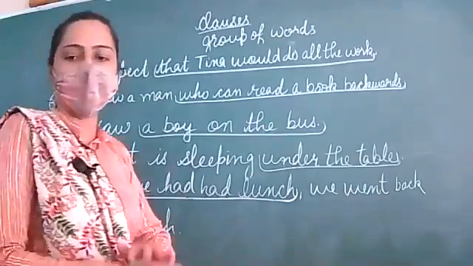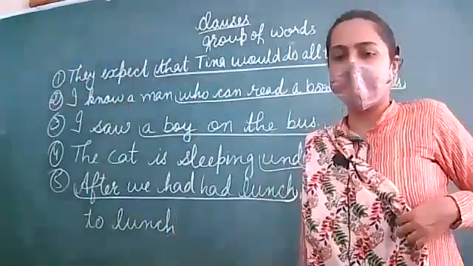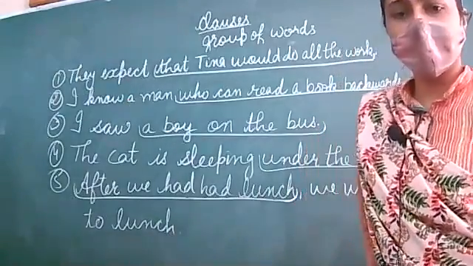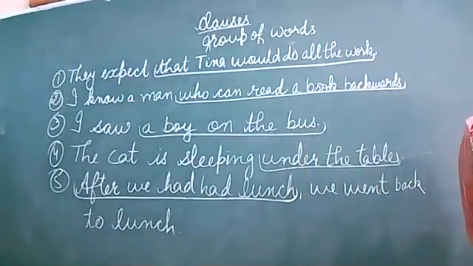So now coming back to the clauses. Yes, first had is helping, other had is main. First sentence, they expect that Tina would do all the work. Stand up. Now, the underlined part is a clause. Why?